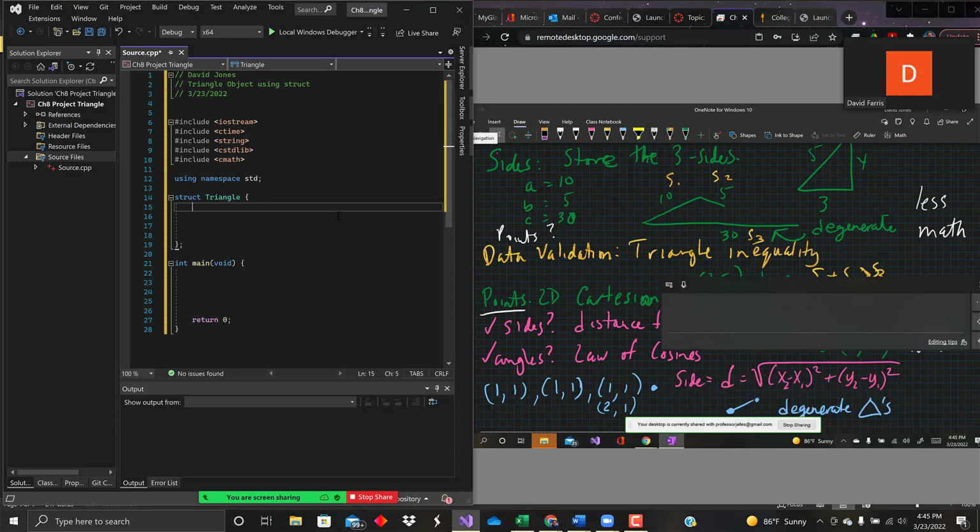So I could do this. No, we're not gonna do integer. We're gonna do double. I could do double x1 y1, and then I could do x2 y2, and x3 y3. That seems like a lot of variables right now.